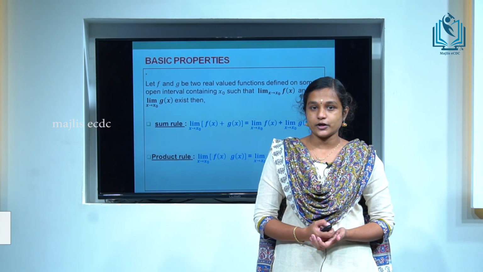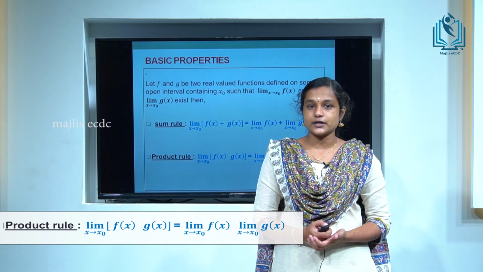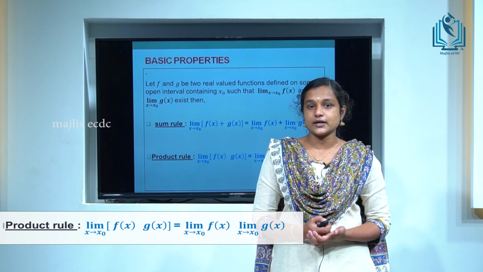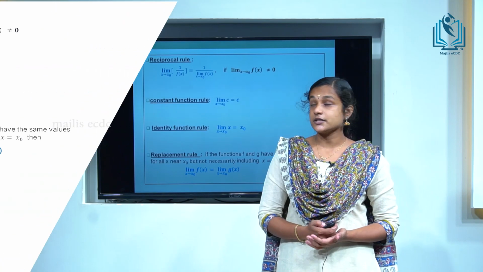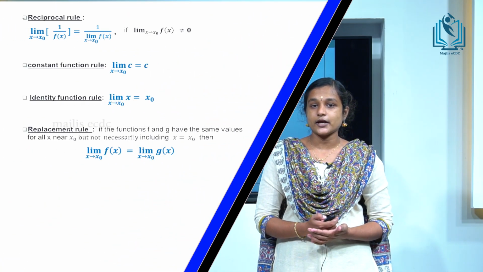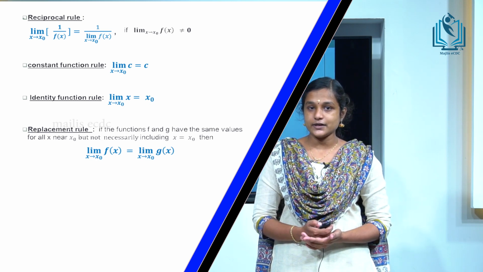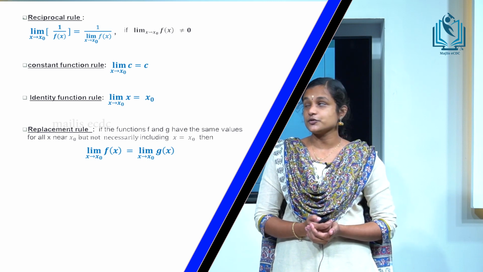Next one is the product rule. Limit x tends to x naught of f of x into g of x equal to limit x tends to x naught f of x into limit x tends to x naught g of x. Then the next one is the reciprocal rule. Limit x tends to x naught of 1 by f of x can be written as 1 by limit x tends to x naught f of x, provided limit x tends to x naught f of x is not equal to 0.